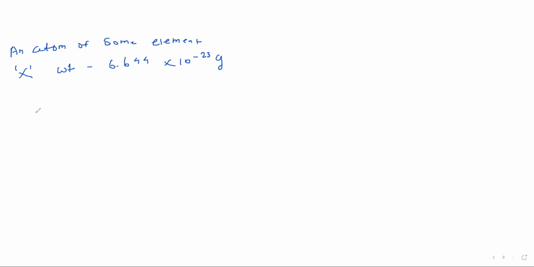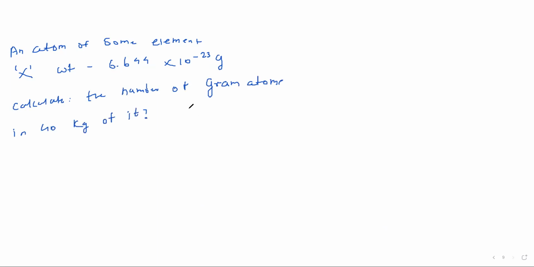Calculate the number of gram atoms. In the first session, I told you what gram atoms are, right? In 40 kg of it. An atom of some element X weighs 6.644 into 10 raised to minus 23 gram. Calculate the number of gram atoms in 40 kg of it. So how can you solve it for 40 kg of this? Any idea?